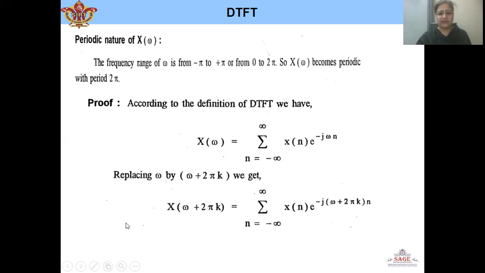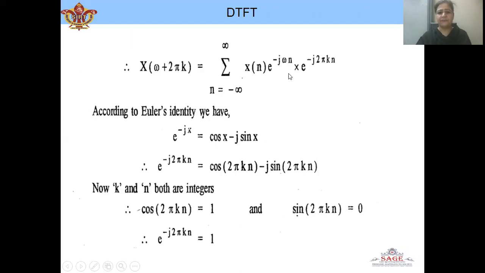Now if I prove that X(omega plus 2 pi k) is equal to X(omega), in that case it is obvious that X(omega) is periodic with period 2 pi, where k is any integer. In this expression, I'll put omega as omega plus 2 pi k. So wherever omega is there, I will write omega plus 2 pi k. After substituting, I'll get the expression on the right hand side. Now, using the property of exponential, I will break this into two terms.